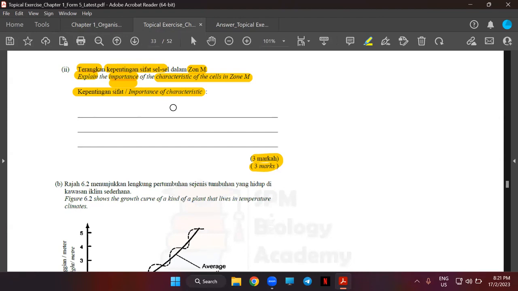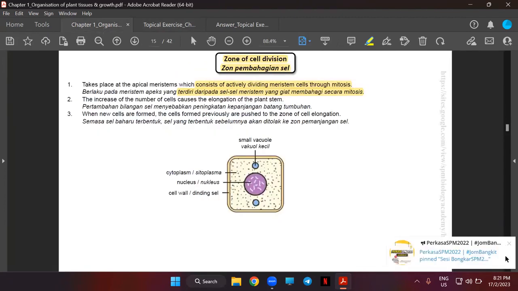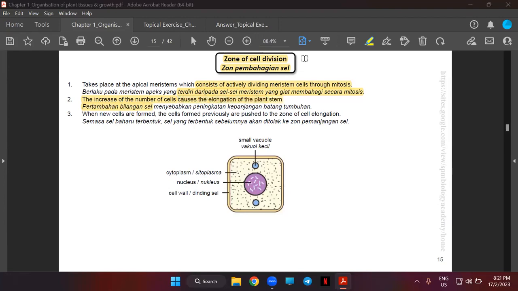Okay, now explain. Apa kepentingan sel-sel itu melakukan mitosis secara aktif? What is the importance? So now we explain. So markah kedua ialah, this increases the number of cells. Ini menyebabkan pertambahan bilangan sel. That causes the elongation of the plant cell, markah ketiga. Yang menyebabkan peningkatan kepanjangan batang tumbuhan ialah markah ketiga.